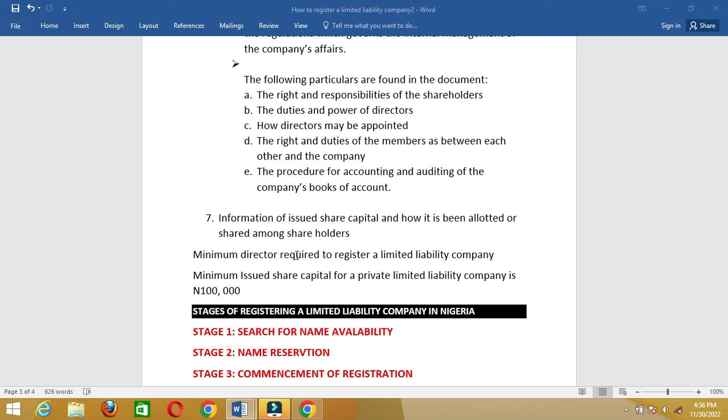Formally, before the new Companies and Allied Matters Act as amended 2020, the minimum required directors must be up to 2. That's the minimum. But presently, for a private limited liability company, one person can be a director. Thank you.